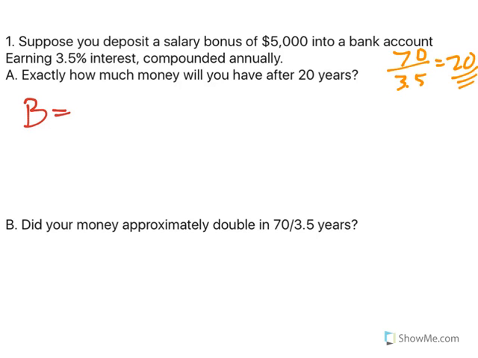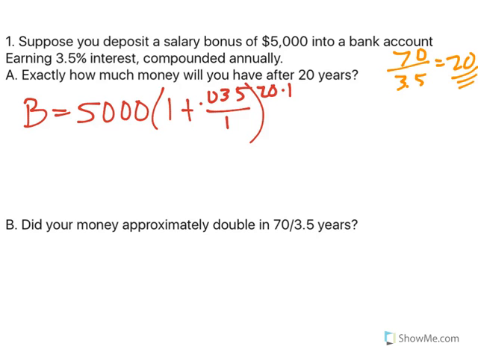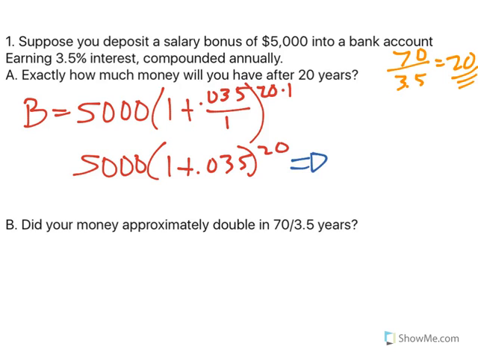So balance equals principal times 1 plus the interest, 0.035, and it's annually. So we would just divide by 1 and multiply by 1 if we were using the periodic formula. So this is really no different than just taking 5,000 times 1.035 raised to the 20th power, and that gives me $9,948.94.